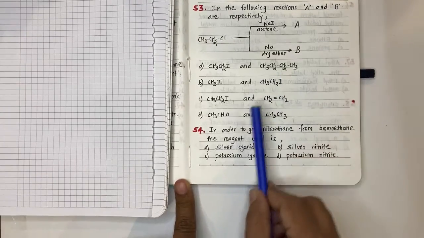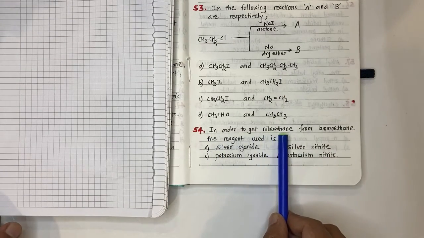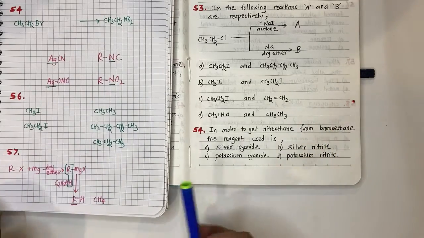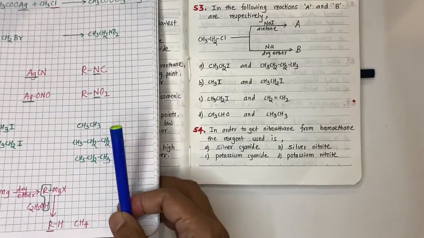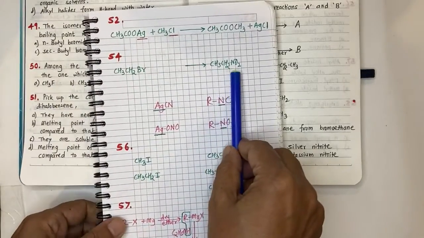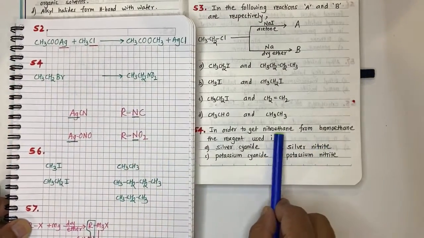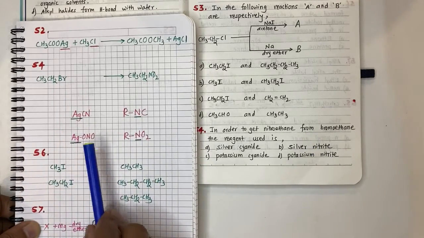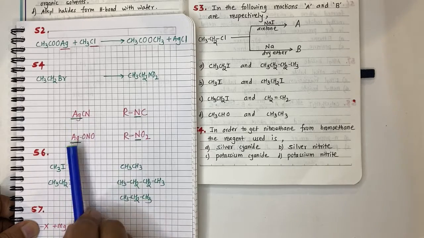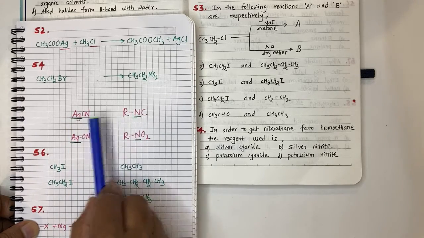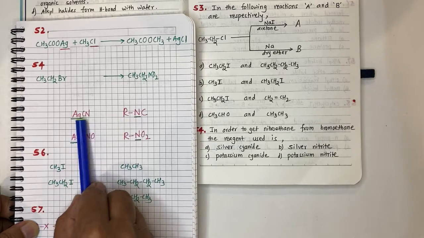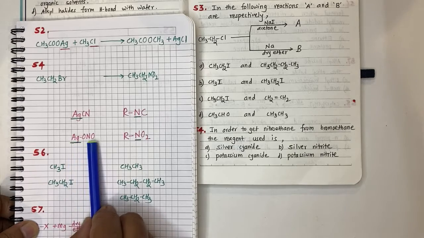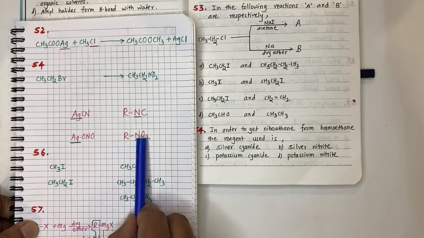Okay, next question. In order to get nitroethane from bromoethane, the reagent used is... Now see here one trick. Here we require nitroethane, okay, nitroethane from bromoethane. Now remember, silver cyanide, by substitution, gives NC when it reacts with alkyl halide, giving isocyanide, and silver nitrite gives nitroalkane.